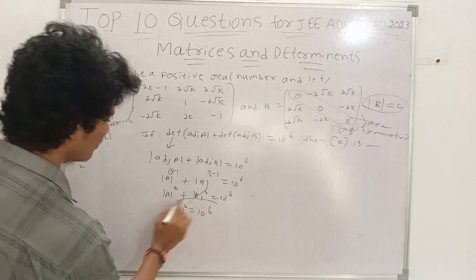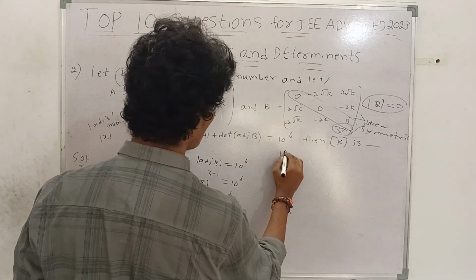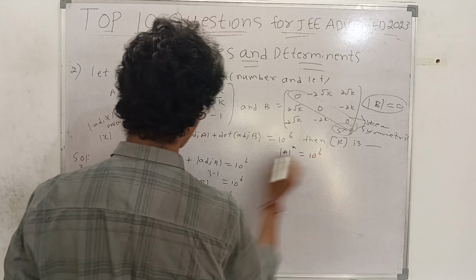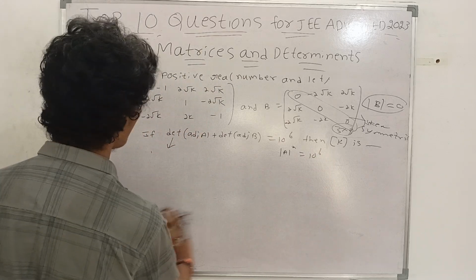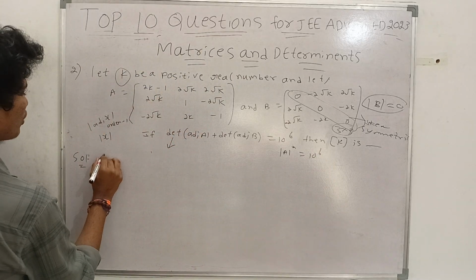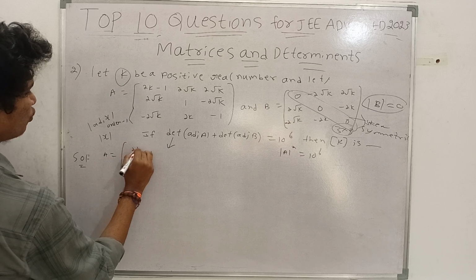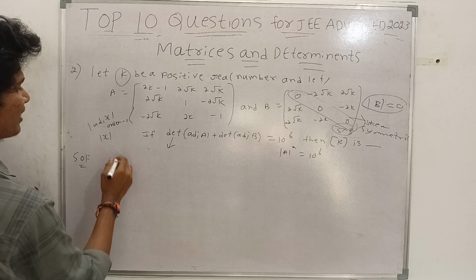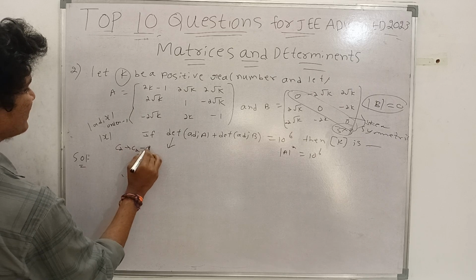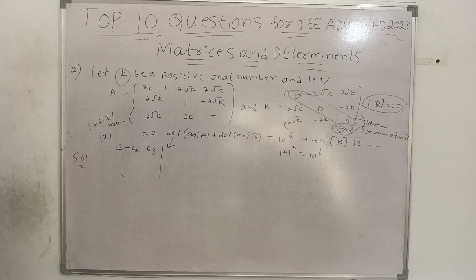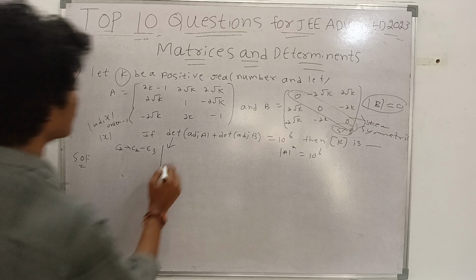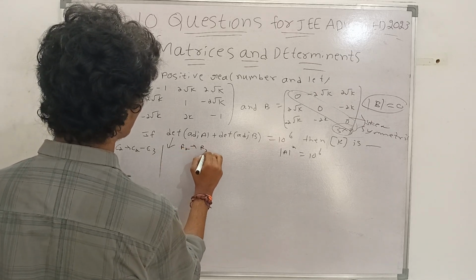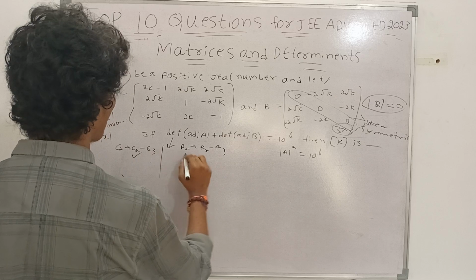Up to now, understand? Finally we got mod A square equal to 10 power 6. This is the thing we got. Now we are going to apply some properties for A to find the determinant. 2k minus 1. So simply I am applying here only. The first property is C2 tending to C2 minus C3. And the second property is R2 tending to R2 minus R3. First I am doing this, then after this.